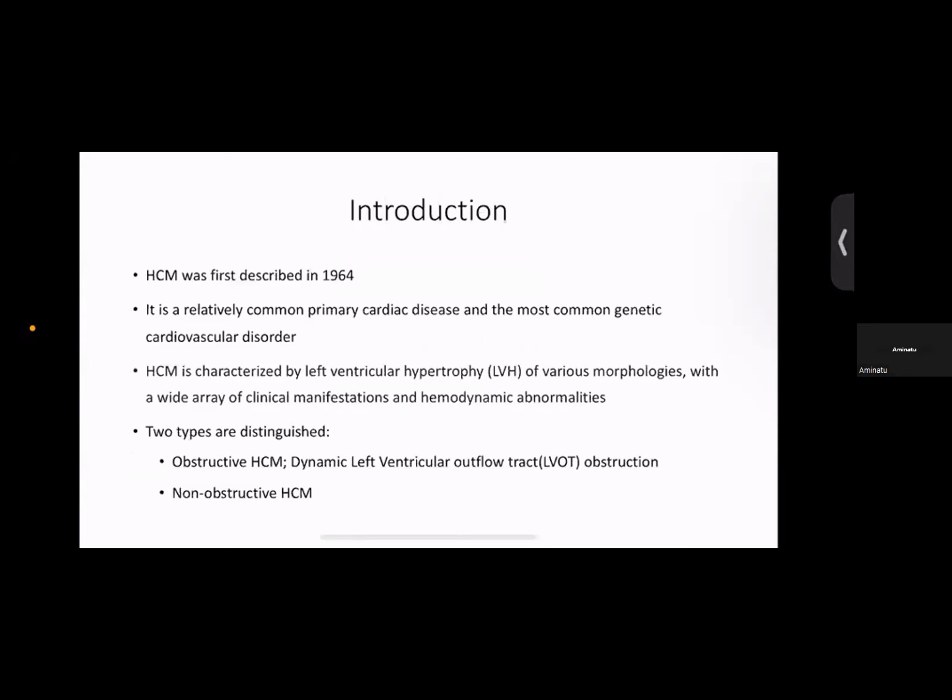As a form of introduction, hypertrophic cardiomyopathy was first described in 1964. It's a relatively common primary cardiac disease and the most common genetic cardiovascular disease. HCM is characterized by left ventricular hypertrophy of various morphologies with a wide array of clinical manifestations and dynamic abnormalities. We have two types. There is the obstructive HCM, which has a dynamic left ventricular outflow tract obstruction. Then we have the non-obstructive HCM.